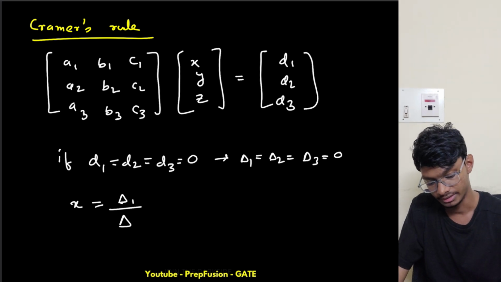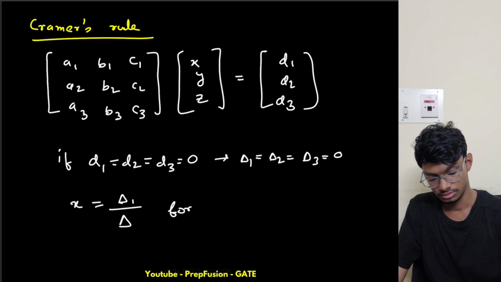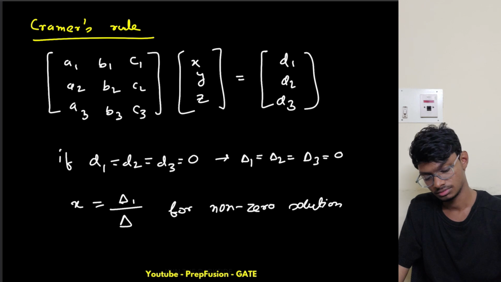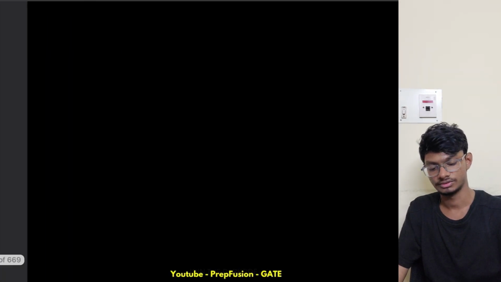So let me write here also, for a non-zero solution, this lambda also should be equal to 0, okay. I will get a 0 by 0 format.